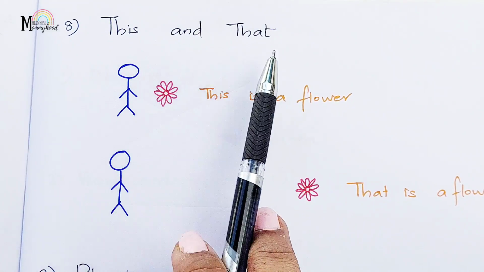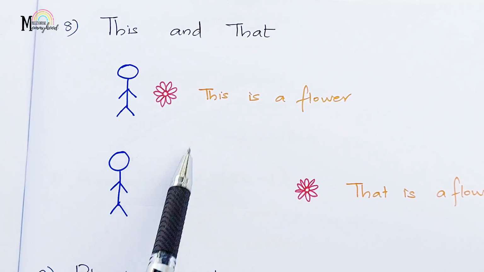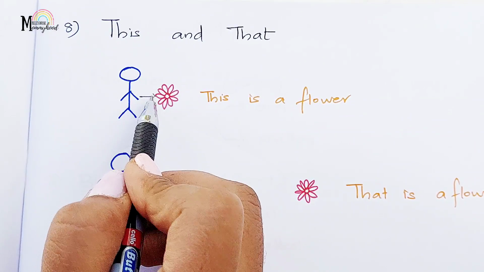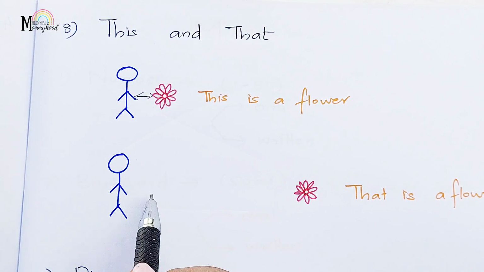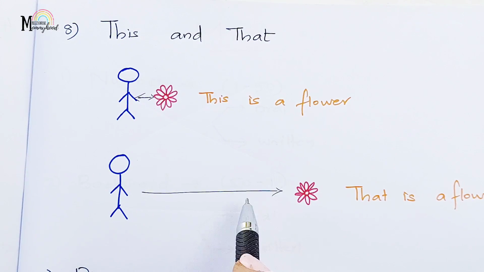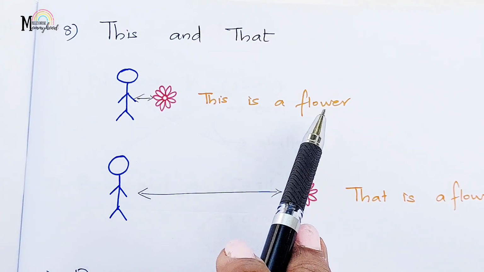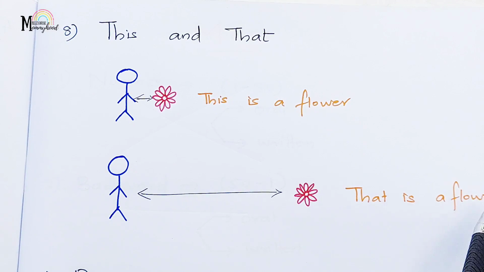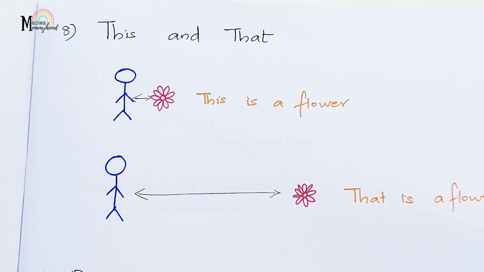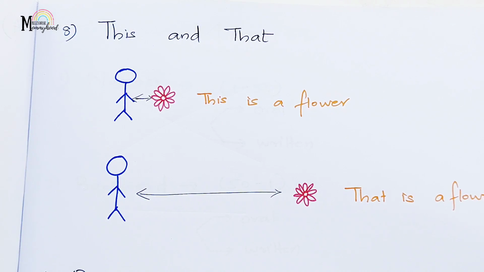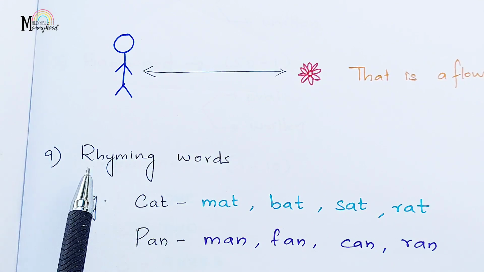Then comes this and that. It will be taught by talking about the distance from the object that we are talking about. In the first one, the flower is very near to the person. So they say that this is a flower. In the second one, it's very far. We say that is a flower. This way, the concept of this and that are taught.